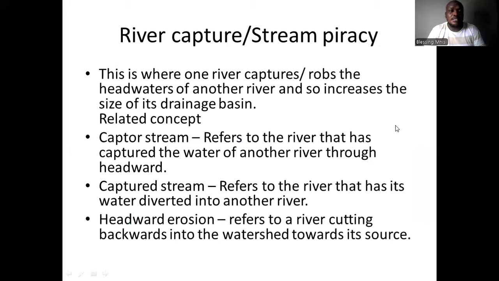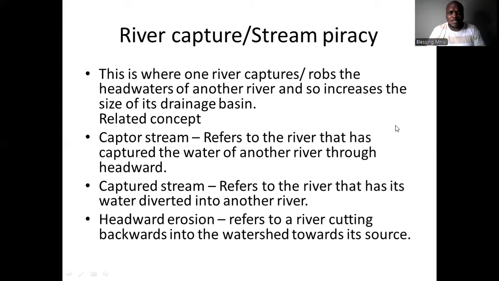And then now we can discuss river capture. What is river capture, or what is stream piracy? This is where one river captures or robs the headwaters of another river, so as to increase the size of its drainage basin. So the process of river capture or stream piracy is when one river robs the headwaters of another river, so as to increase the size of its drainage basin.